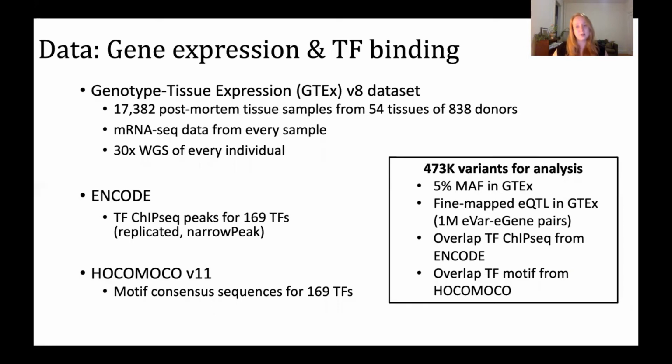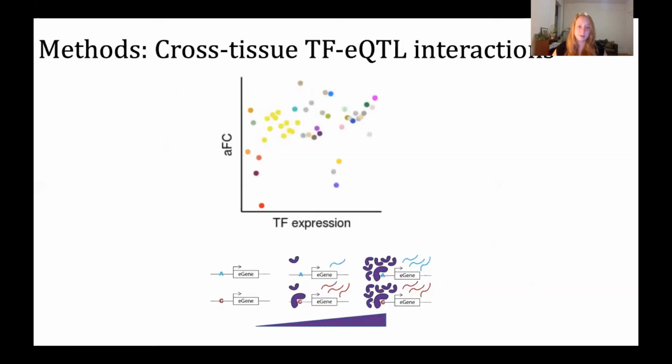From the GTEx data, we selected the variants that were possibly causing an effect in gene expression changes, based on fine mapping of eQTLs in any tissue, and variants that overlapped a transcription factor ChIP-seq peak as well as overlapped a motif. So for these about 500,000 variants, we asked, do we see a relationship between transcription factor levels across tissues and eQTL effect sizes across tissues? Here, each point is a tissue, and you can see that at lower transcription factor levels, we have smaller eQTL effect sizes than at higher transcription factor levels.